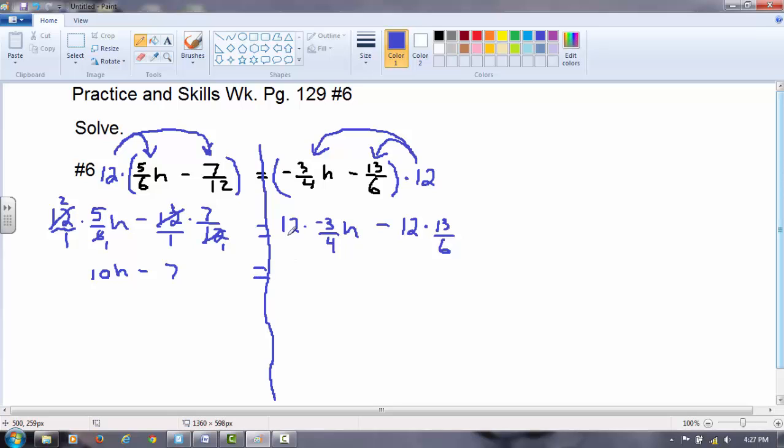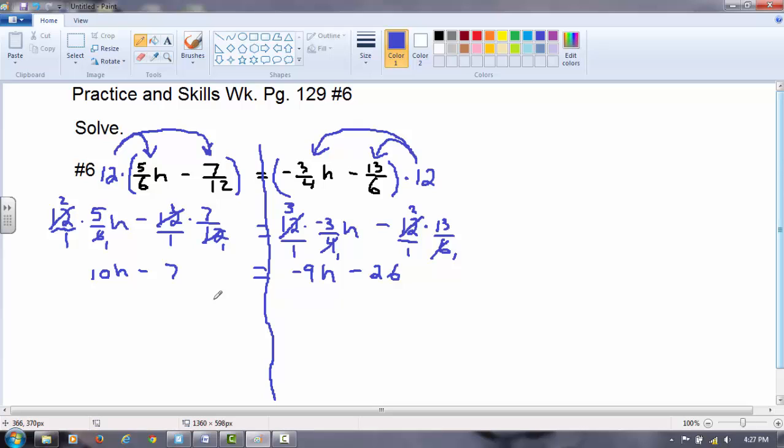On the right hand side, put a 1 underneath. We have a 12 and a 4, so let's simplify that. Divide by 4, I get a 3. And divide by 4, I get a 1 down here. 3 times negative 3 is a negative 9. And don't forget the h. Okay, over here, I'm going to put a 1 underneath. And we have a 12 and a 6. So let's divide by 6. We get a 2. And we get a 1. 2 times 13 will get us 26. So we'll put a 26 right here.